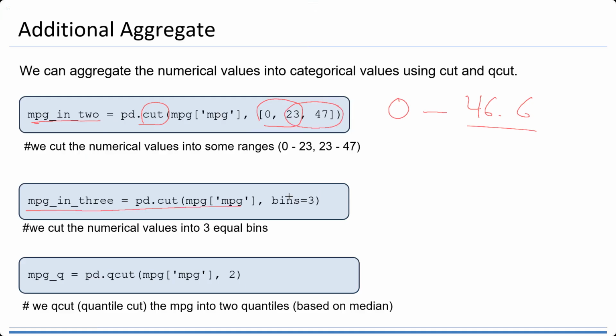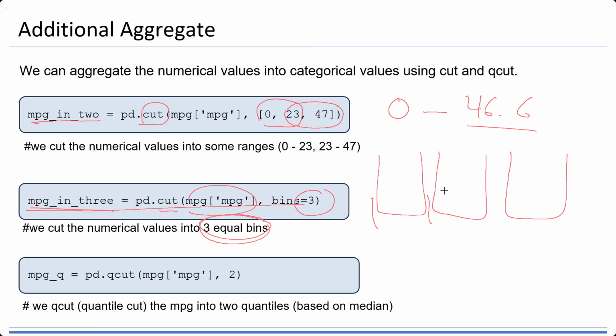The second syntax is to cut the MPG into 3 bins. So they use 3 equal bins. So they have the measure about the bin: what is the range of this bin, what is the range of this bin, and what is the range of this bin. If it is from 0 until 46, they split it into 3, then they will have the distance from this one, distance from this one, and distance from this one.